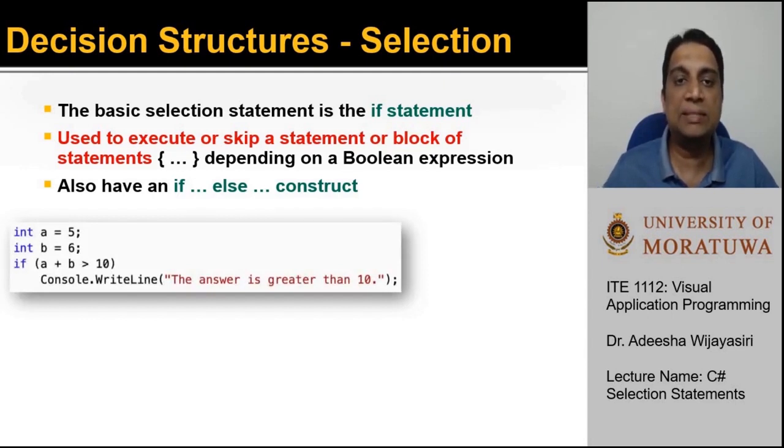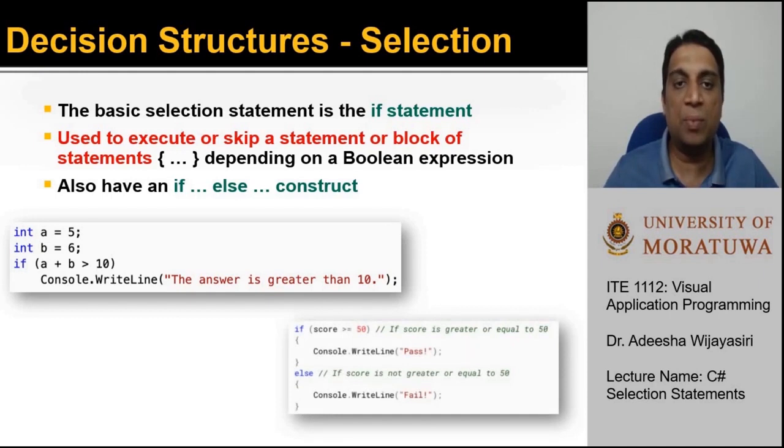Here we see an example of an if statement. a + b > 10 is the Boolean expression. Execution of the next statement will be based on the result of this expression. Since a + b is greater than 10 in this example, the answer is greater than 10 will be printed on the screen. If the total of a + b is not greater than 10, then the print statement will not be executed.